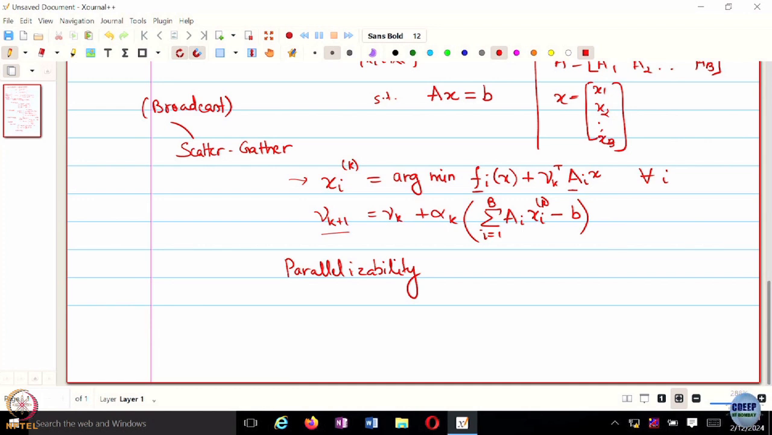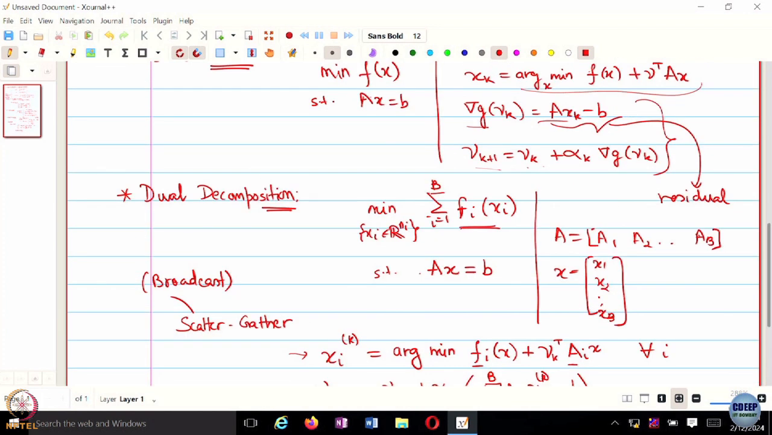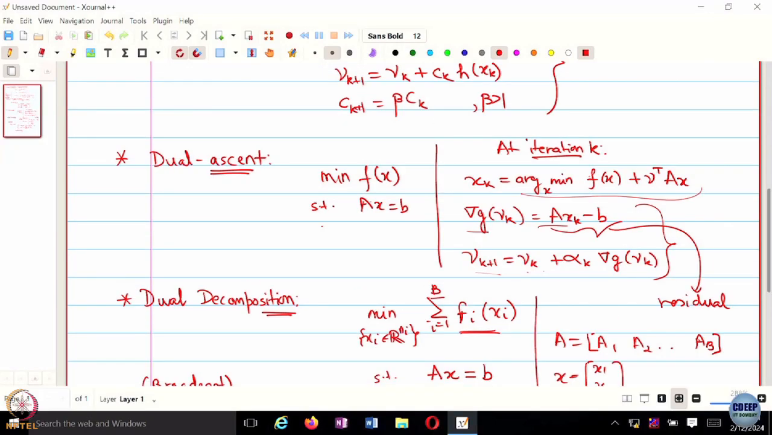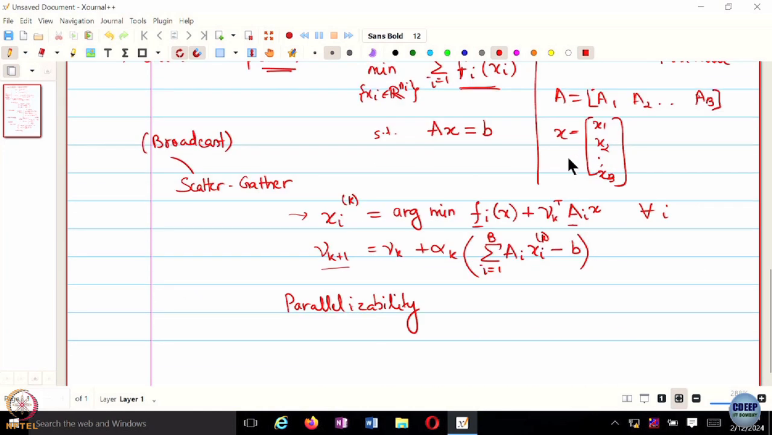But then dual ascent does not have this nice property of the method of multipliers, where you can convert a potentially non-convex problem. Why? Because let's say, again, let's consider the case when I'm trying to minimize f of x, subject to Ax equal to b.